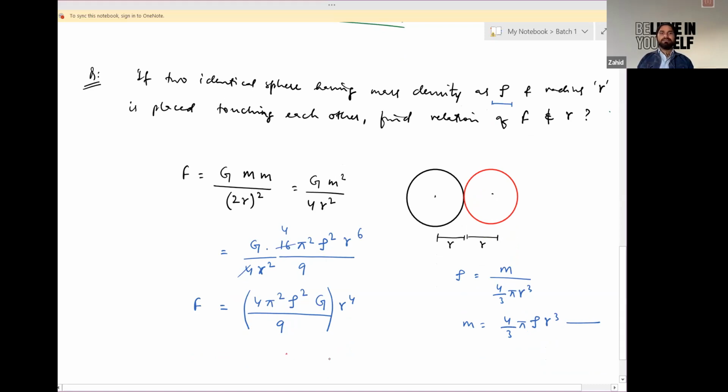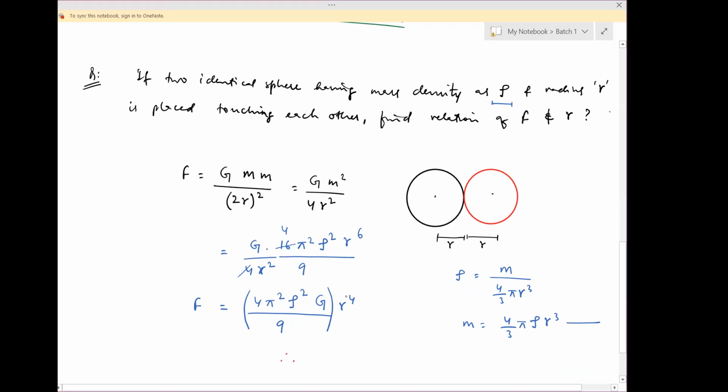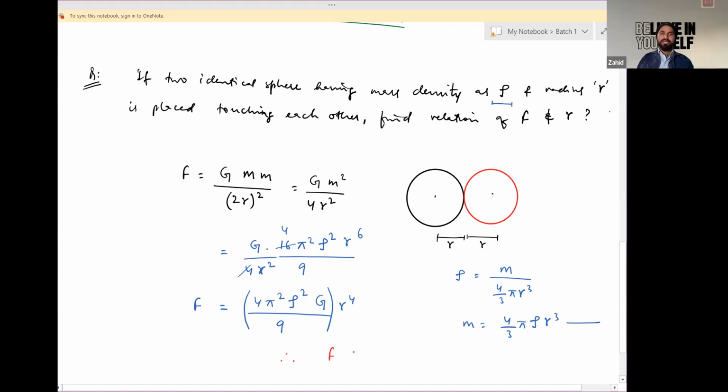So it is directly proportional to R to the power 4. So F is proportional to R to the power 4. But we have learned above that the gravitational force for any two point masses is inversely proportional to R squared. Is it clear?